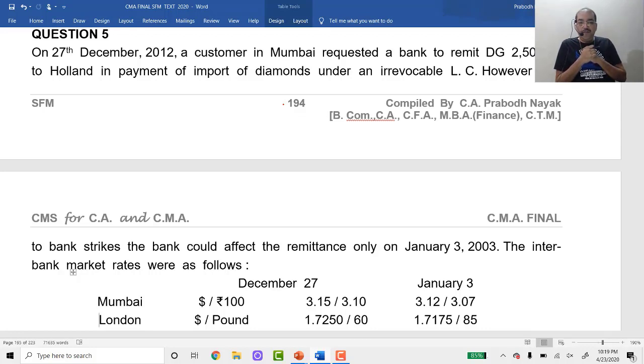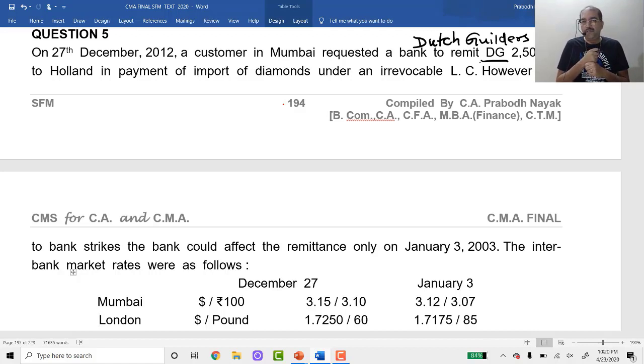On 27th December 2012, a customer in Mumbai requested a bank to remit DG 2,50,000 to Holland. DG is Dutch guilders, the currency of Holland. In short, it is called DG. So the customer requested the bank to remit.